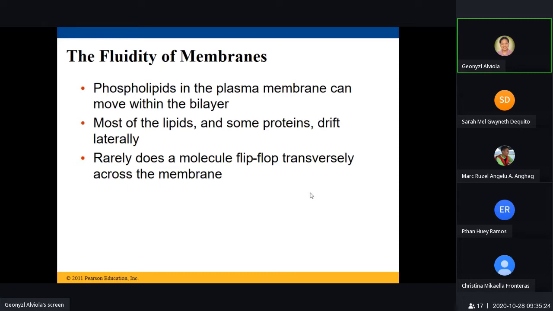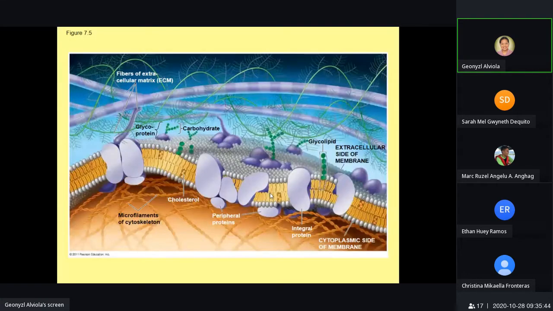Hindi talaga totally parang sa mga covalent bonds and ionic bonds, nagkatabi lang ang mga molecules nito. Most of the lipids and some proteins drift laterally. Rarely does a molecule flip-flop transversely across the membrane. So, para lang sila nagkatabi.